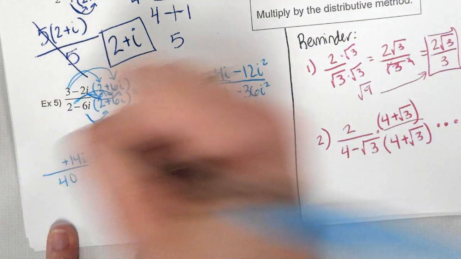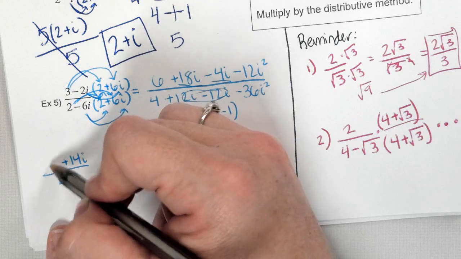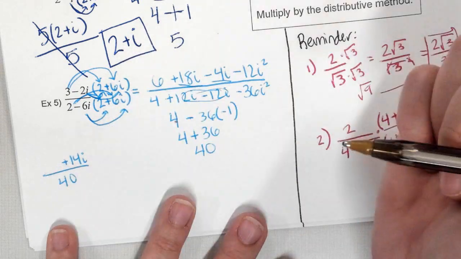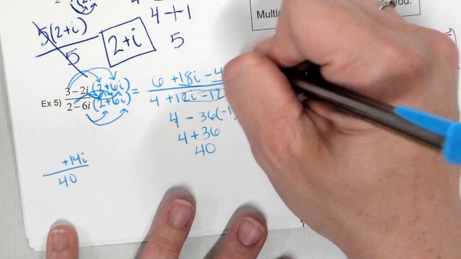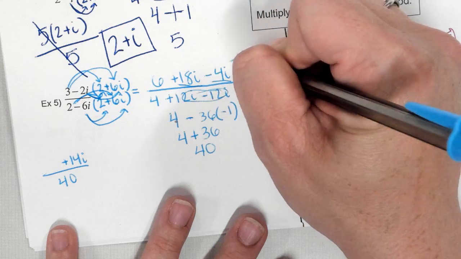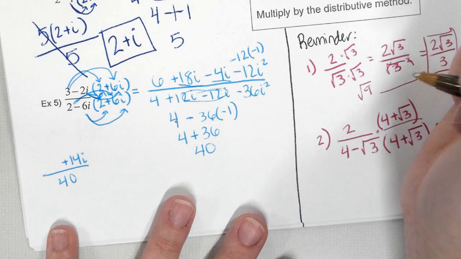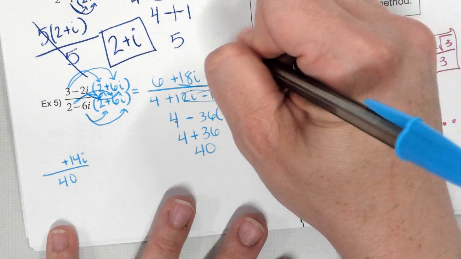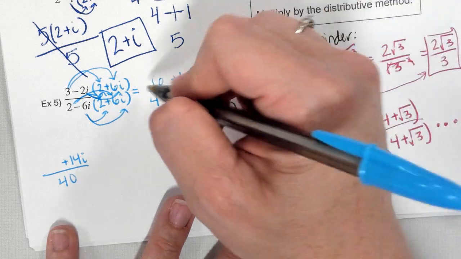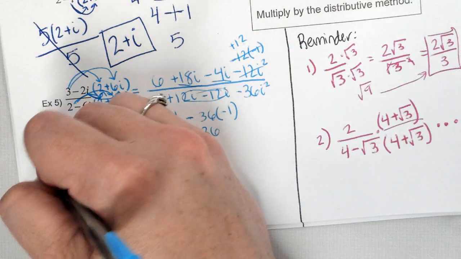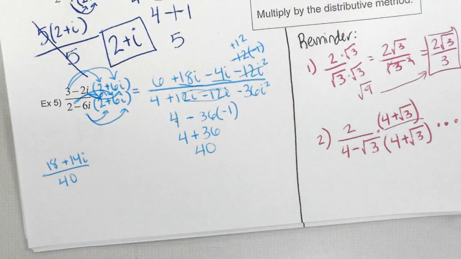I'm going to go ahead and simplify those. I know that I should write my number without i first, so I left that spot open. Yes? And I have negative 12 times i squared, which is just negative 1. And what's negative 12 times negative 1? Positive 12. And what's 6 plus 12? Now, is that my final answer? No, why not? What's wrong with it?